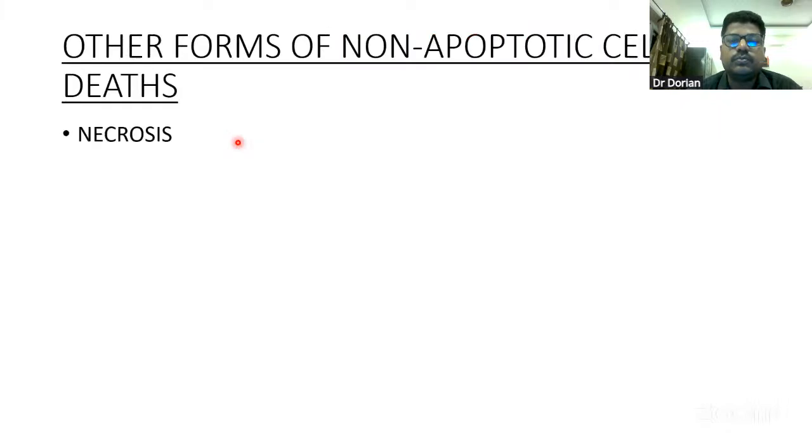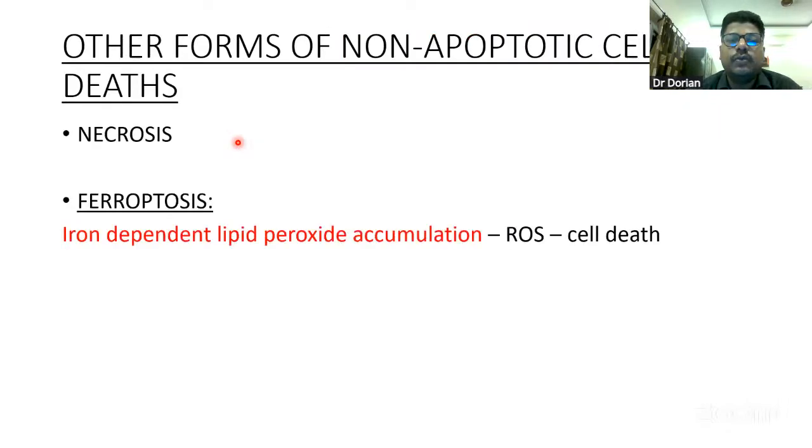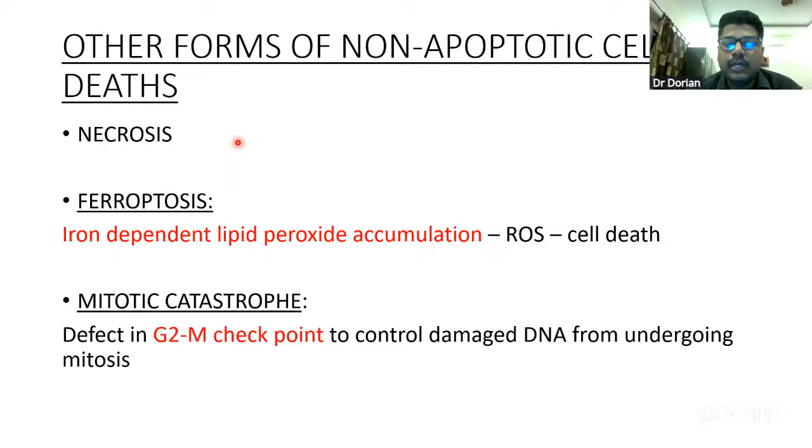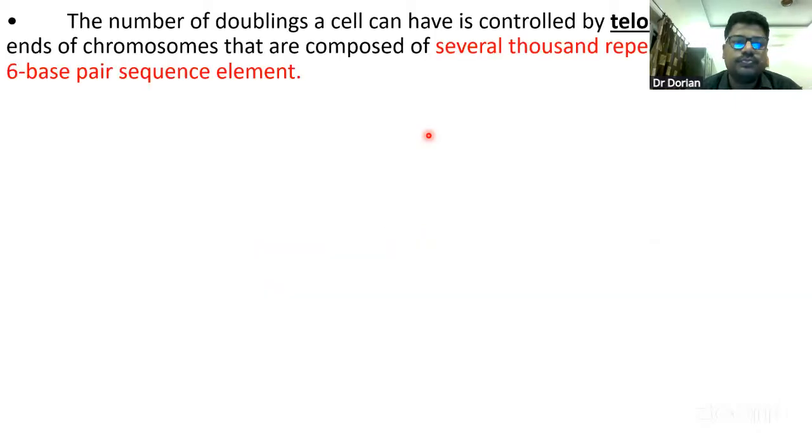There are other forms of non-apoptotic cell death like necrosis and ferroptosis. Ferroptosis means iron-dependent lipid peroxide accumulation. Mitotic catastrophe means catastrophe in the G2M checkpoint. Very important, they may ask an MCQ like this: mitotic catastrophe occurs at G1, G2, G1S, G2M. The answer will be G2M. Then the next hallmark will be replicative immortality.